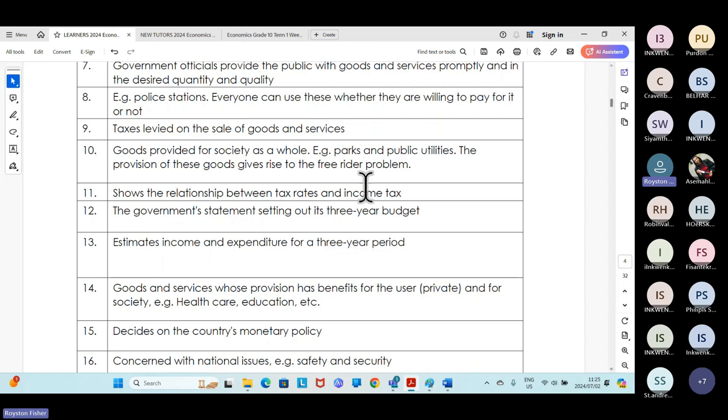Number 8, everyone can use it. There is no restriction to it. Number 10, that is goods provided for the society as a whole. So that is collective. So that's the difference between the two.